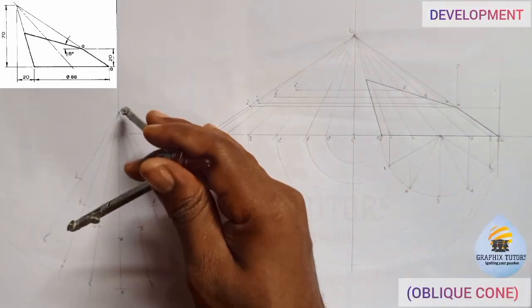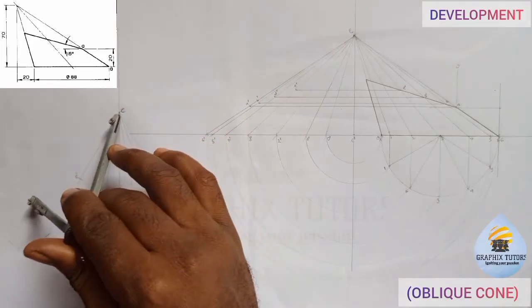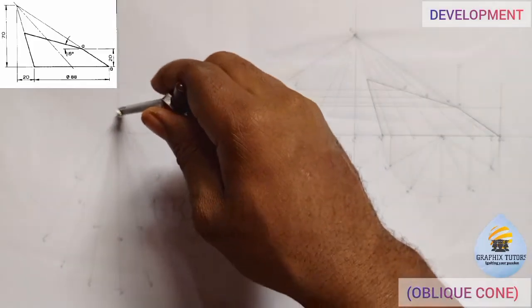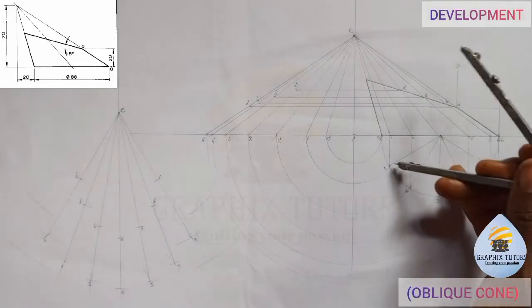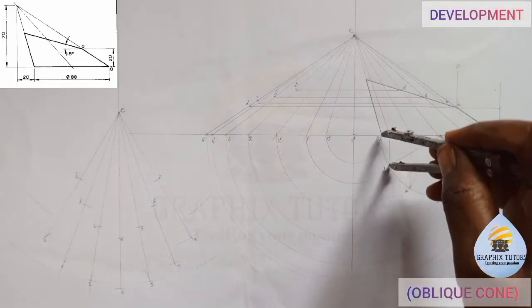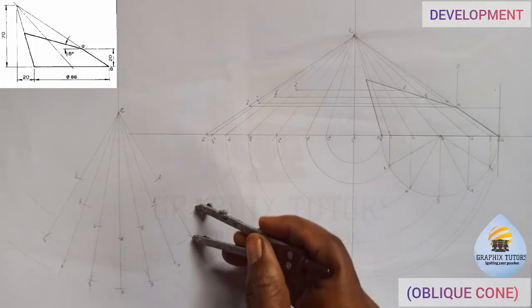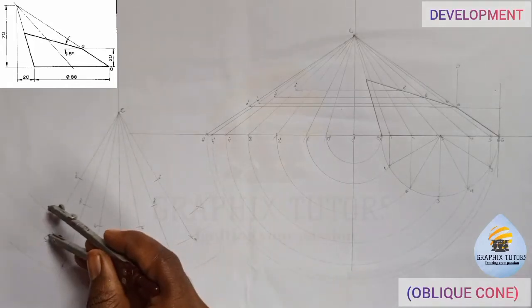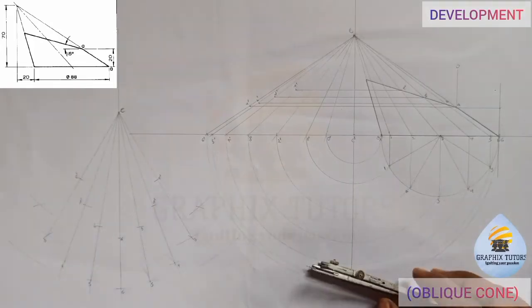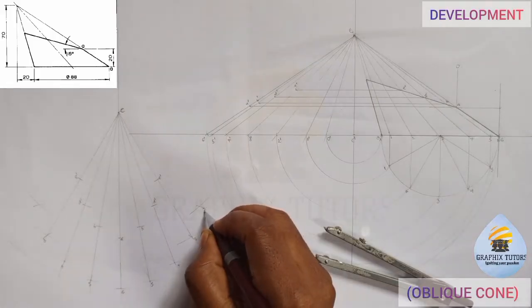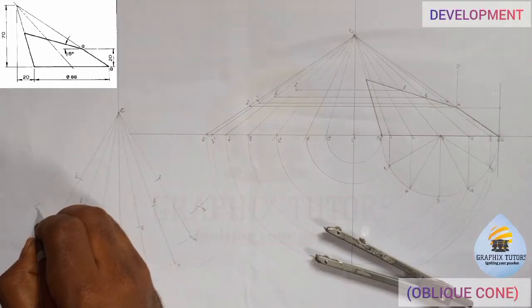Then I'll come to this point. I'm going to just mark close to it. I'll mark close to it left and right. Then take the measurement of 1 and here, 1 and 0. Come to this point, mark on this. Come to this point, mark on this. This is 2, and this is also 2.